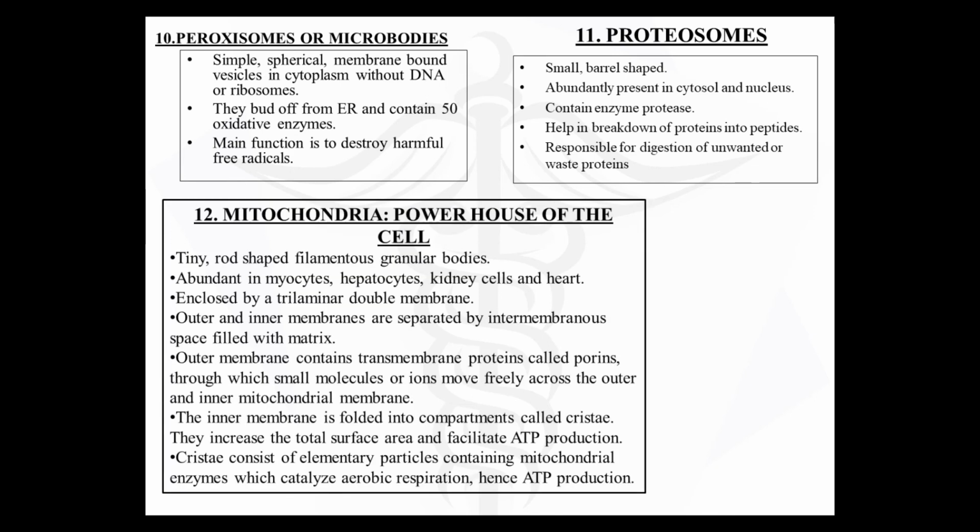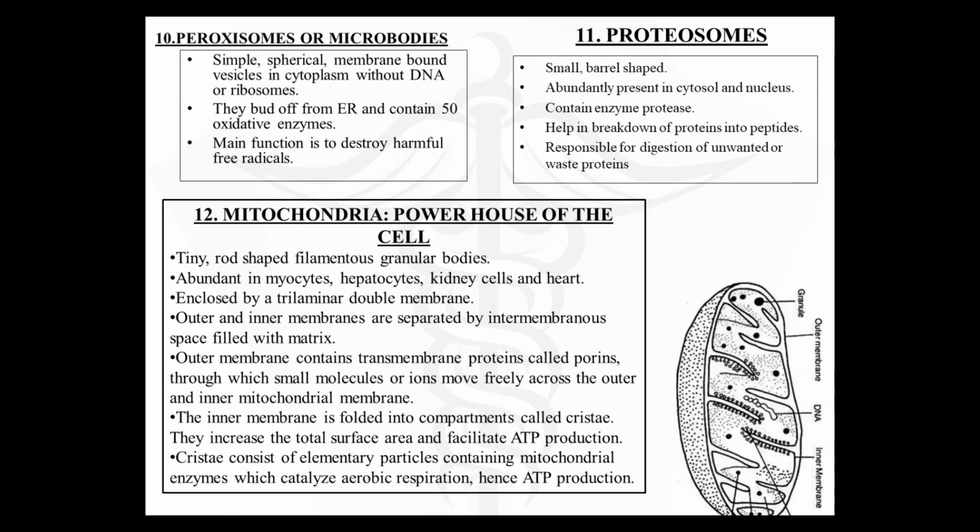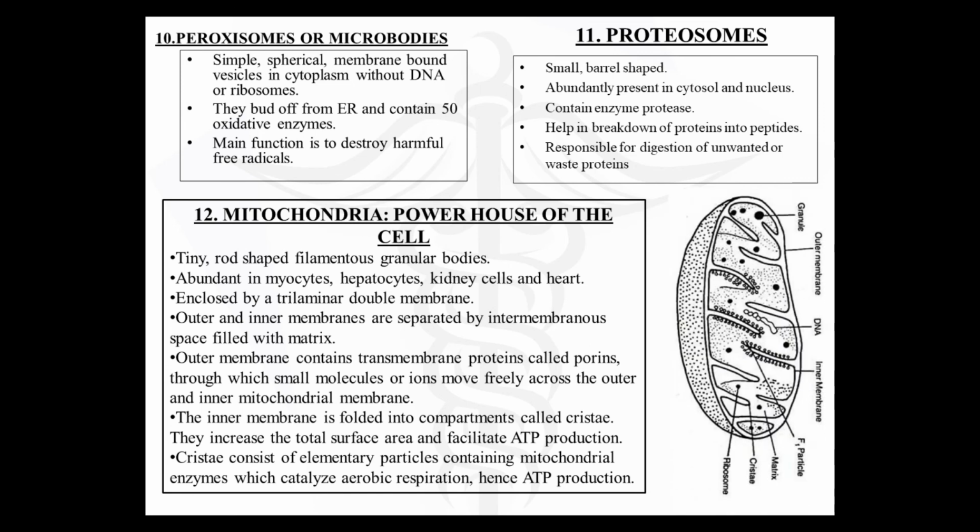The 12th structure in the cell is mitochondria, also called the powerhouse of the cell. Mitochondria are tiny, rod-shaped filamentous granular bodies with dimensions ranging from 0.5 to 5 micrometers. They are abundant in the myocytes, hepatocytes, kidney cells, and heart, as these tissues utilize a large amount of ATP to carry out cellular processes. They are enclosed by a trilaminar double membrane.